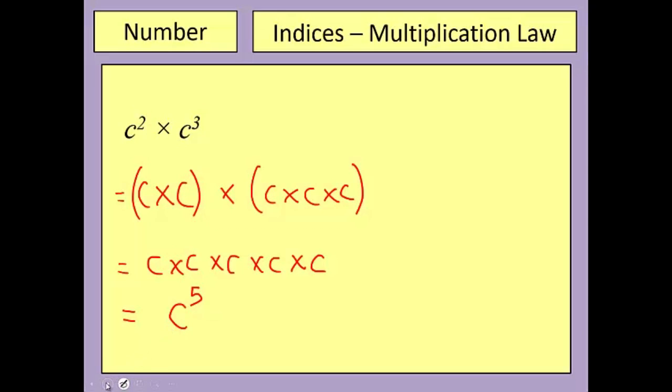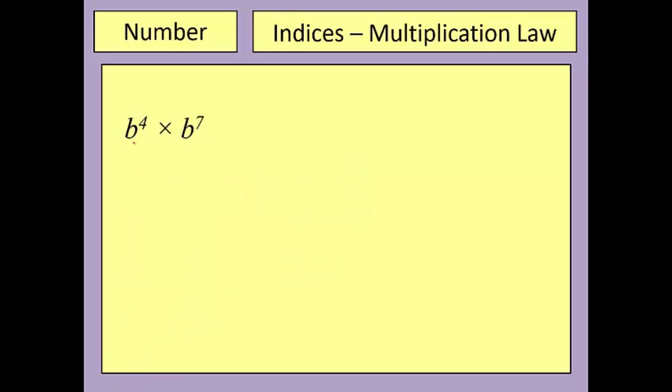Let's look at a second example of this. This time we have b to the 4 multiplied by b to the 7. Now, I'm not going to write out the 4 b's and the 7 b's this time, we're just going to use the rule straight away. So when we multiply b to the 4 and b to the 7 together, we add the indices, the powers, 4 and 7. So 4 add 7 is 11, so this one is just b to the 11.